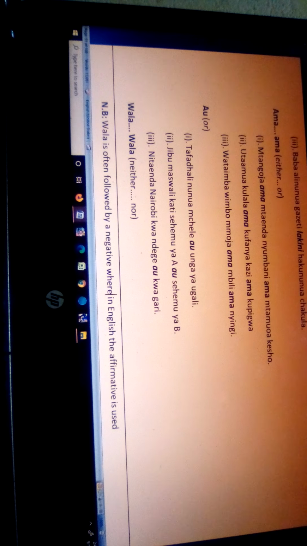Then we have au. Au just means or. Tafadhali nunua mchele au unga ya ugali. Tafadhali is please. Nunua is to buy. Nunua mchele. Mchele is rice. I told you mchele is rice that is shelled. Rice in the shop is called mchele. But when rice is in the garden, we call it mpunga. Mpunga is rice in the garden. And then the cooked rice is called wali.